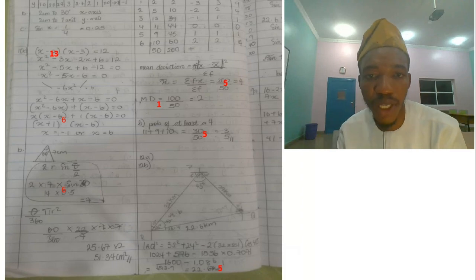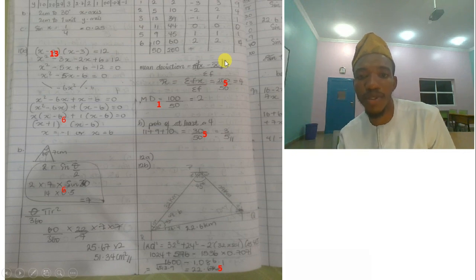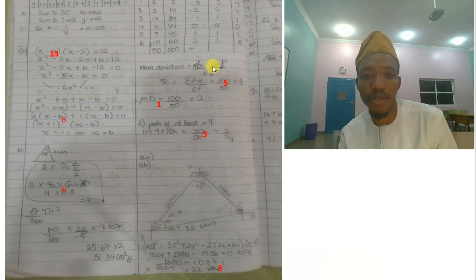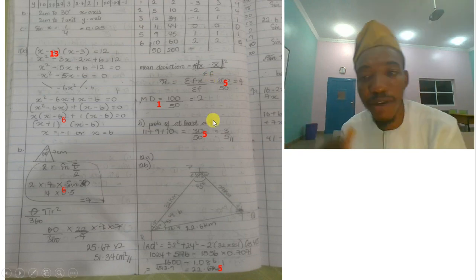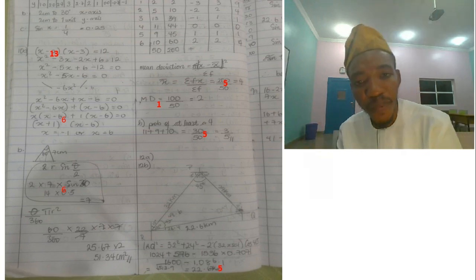You shouldn't have done this square. This square was not needed. It should have been the summation of f times x minus x bar, over summation f. So this is where the error comes in. The square that you put here, that was the error. So that is where you didn't get it. Then for the probability question, you got that. I'm proud of you for that.